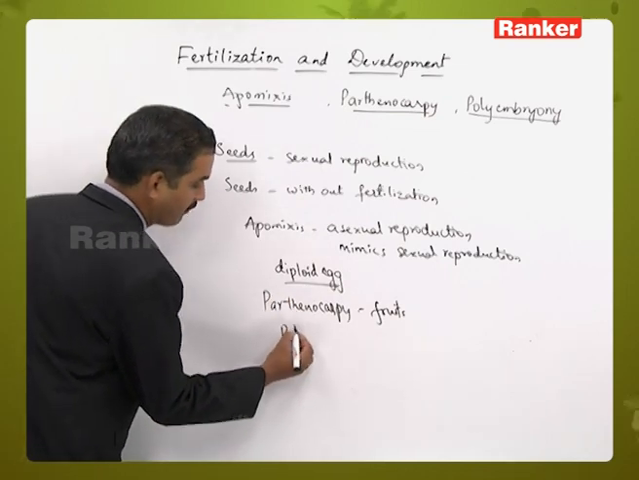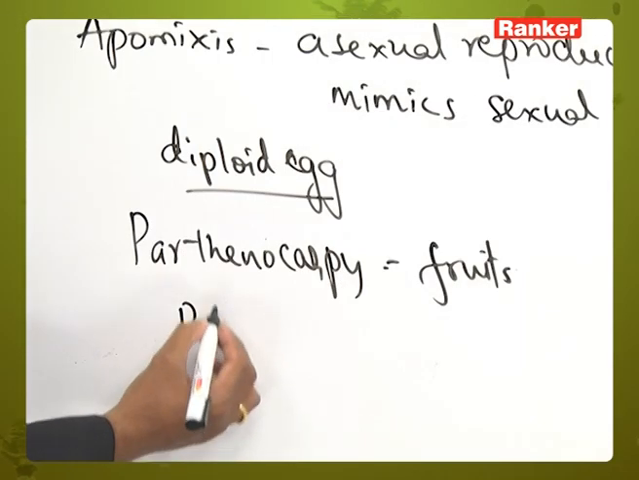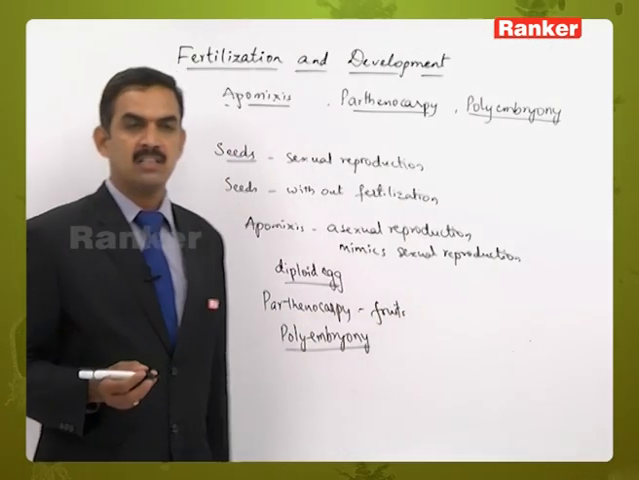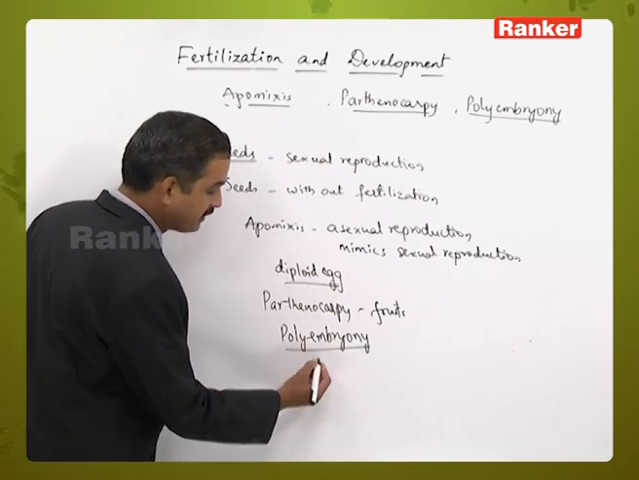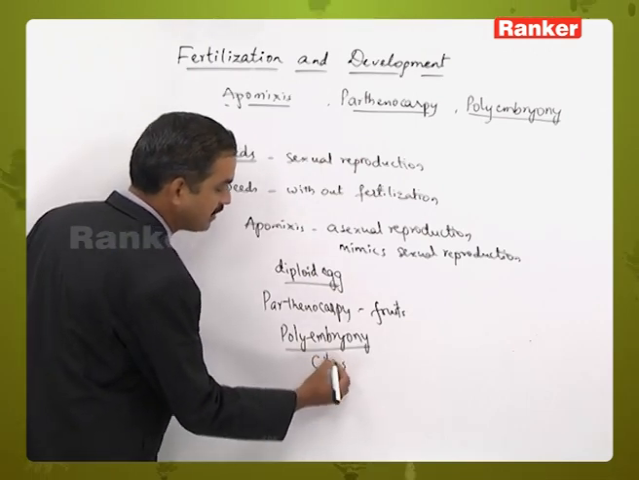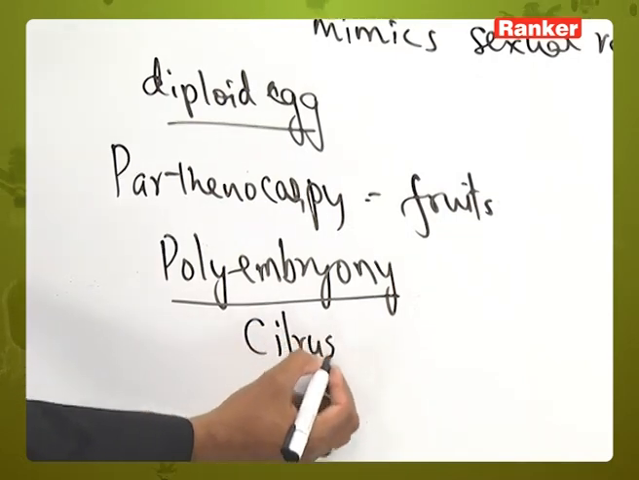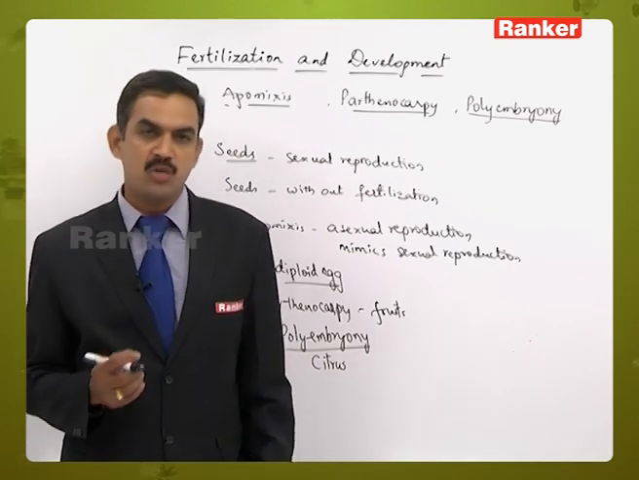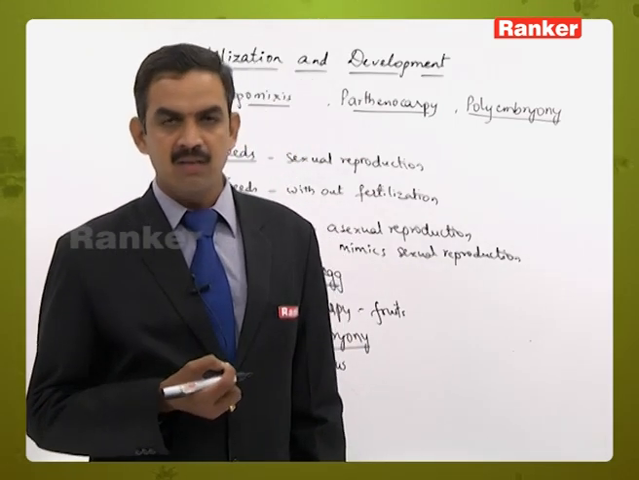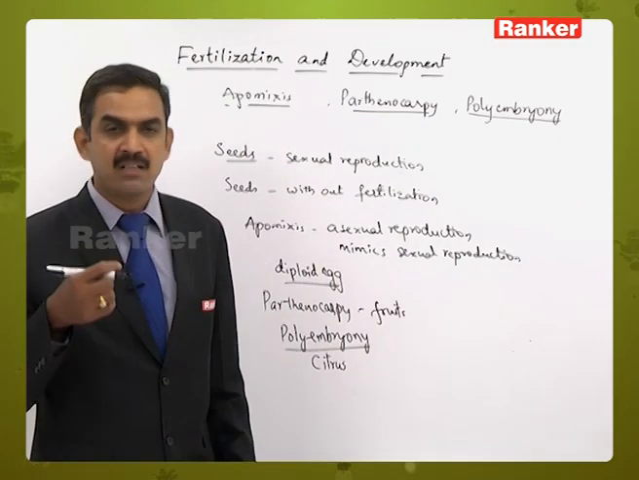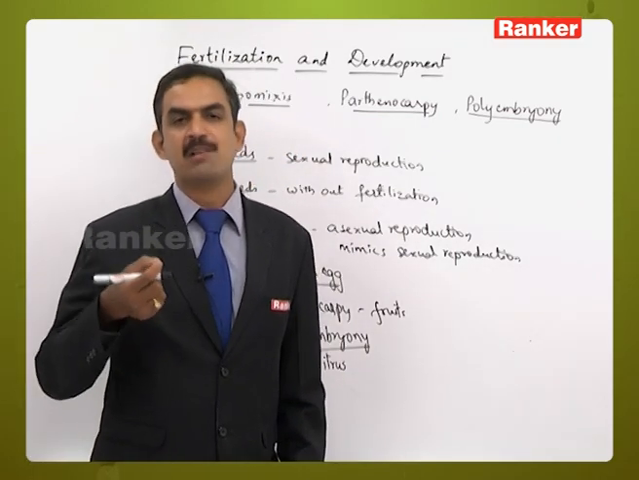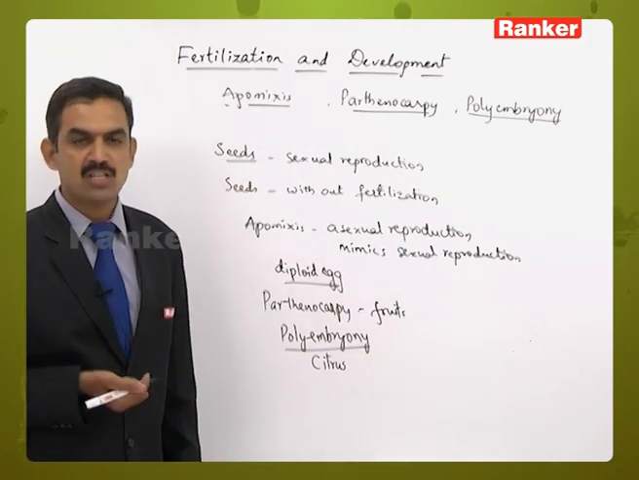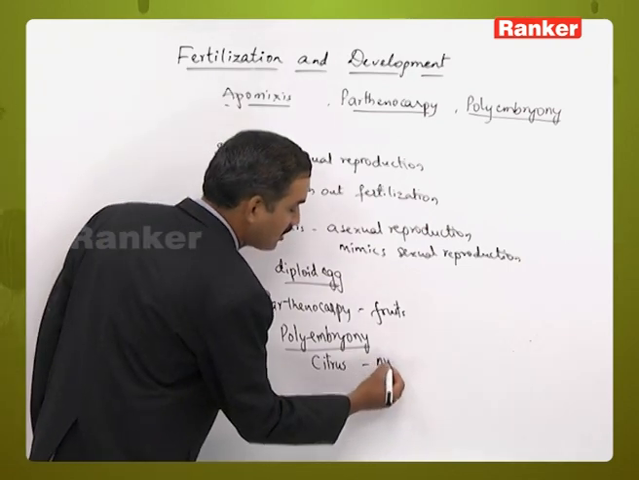Then polyembryony. Production of more than one embryo inside the seed is called polyembryony. This type of character can be mostly observed in citrus species. So the reason for the polyembryonic condition in citrus type of plants is that the nucellar tissue present outside the embryo sac will start dividing, and due to that excess division the cells get protruded into the embryo sac and they act as the embryo. So the additional embryos are formed from the nucellar tissue.